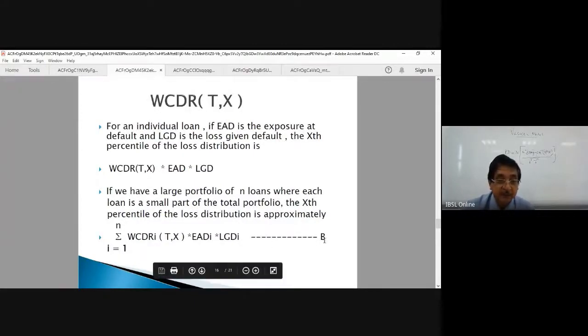Now here you can just look at the expression. Now what is this? WCDR(T, X) into EAD into LGD. For an individual loan, EAD is the exposure at default and LGD is the loss given default, at the X percentile of the loss distribution. So this is the worst case default rate of the loan. And when you multiply these things, you get the worst case loss of the loan. But we have a large portfolio of N loans. Each loan is a small part of the total portfolio. Then we can have the worst case loss as the summation of all these things. These are the expected losses.